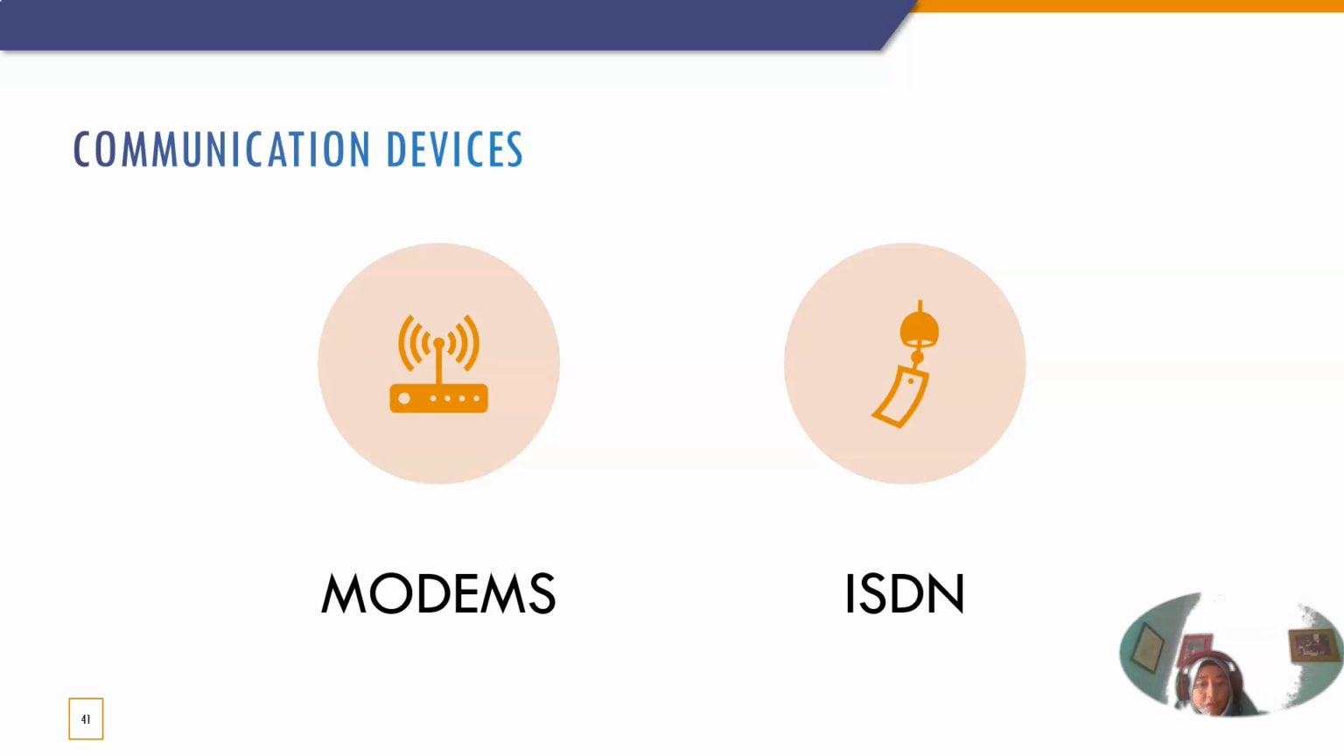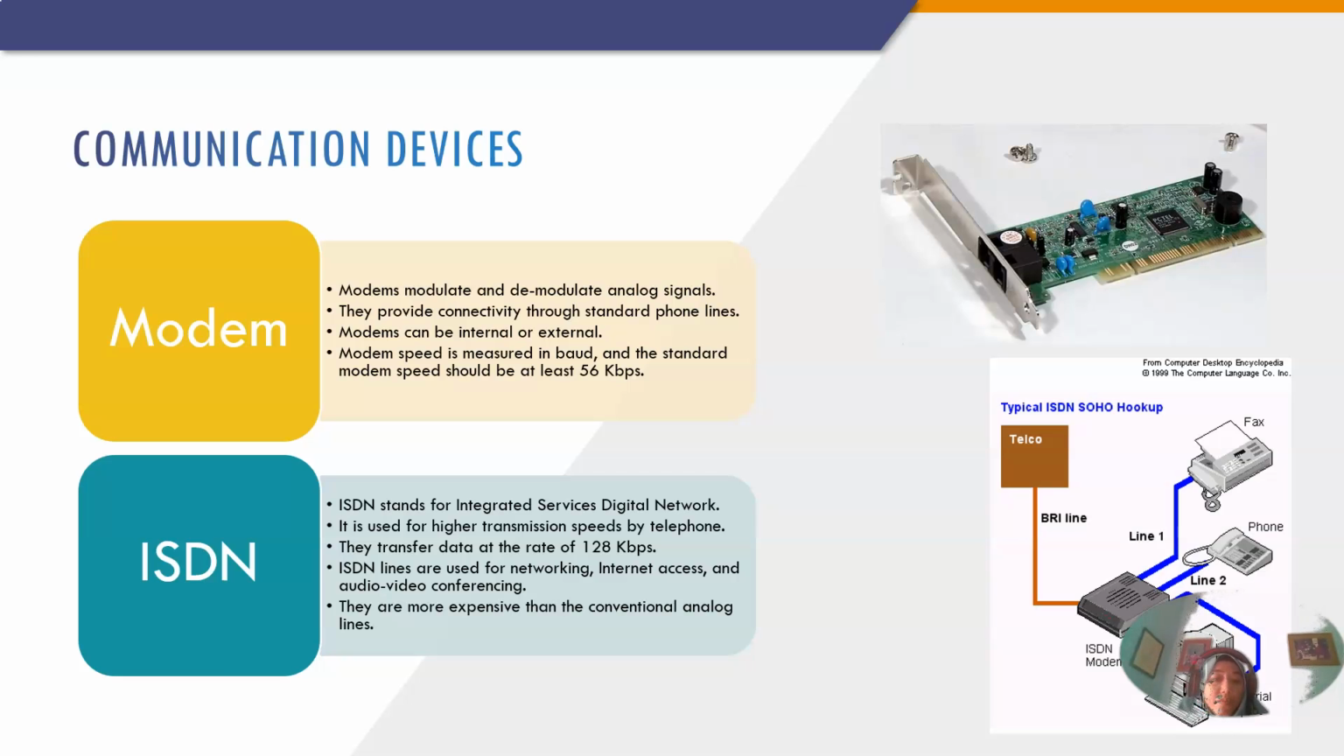A communication device is related to the internet. So how can you use the internet? Basically you need to have modems or ISDN. What is a modem, class? A modem can be internal. As you can see, this is an example of the internal modem inside your laptop or computer. It will link to the telephone line, and the modem modulates and demodulates analog signals.